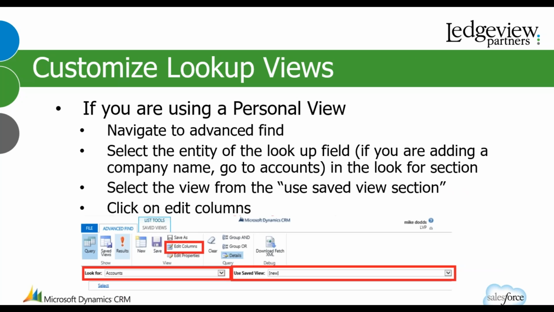If you're doing a personal view, the same thing can be done. You just navigate to Advanced Find and select the entity of the lookup. So again, if you're doing accounts, you want to set that look for to accounts. Select the view from the Use Saved View section, and then edit the columns. That's how you can edit those different views within the lookup searching section.